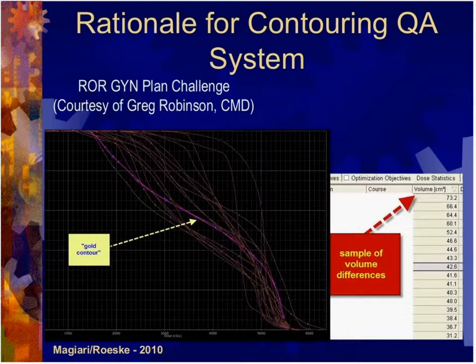So I think one of the questions that we certainly want to ask is, is this a problem? And this is an example that Greg Robinson provided for me. This is from the ROI GYN Plan Challenge. And this is just showing the variation in drawing the rectum in a single GYN patient, and the variation in the dose volume histograms coming across between these. So you can see that contouring certainly is very important, and even relatively minor changes of contouring can have significant variations on the treatment plan.